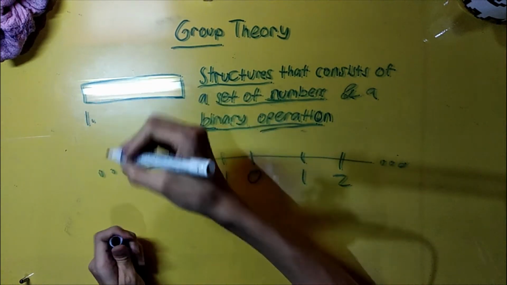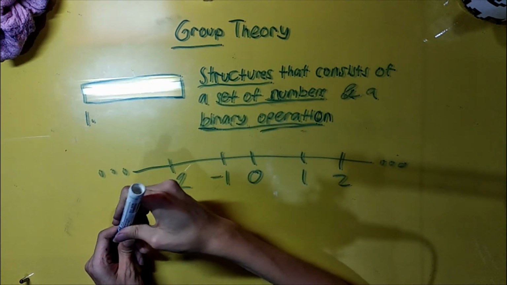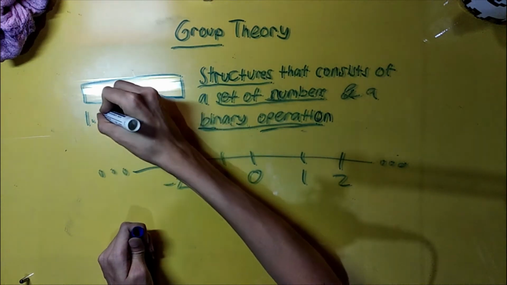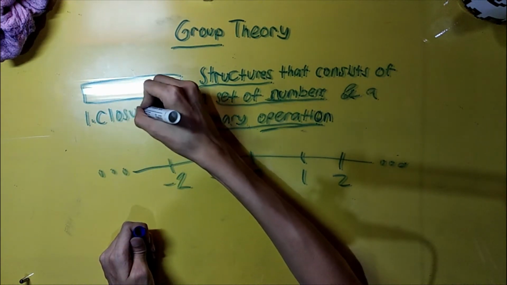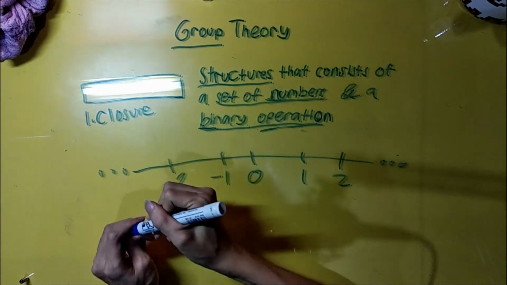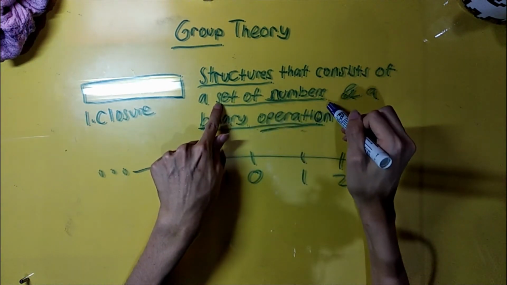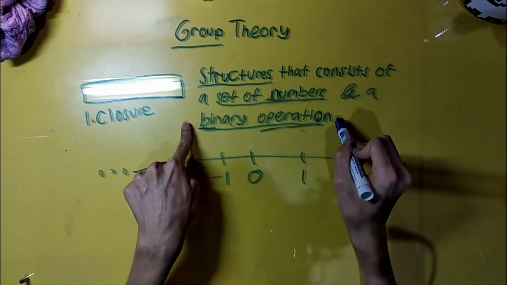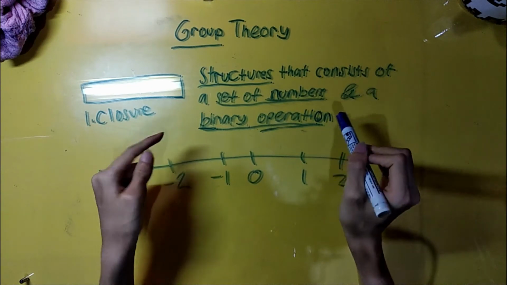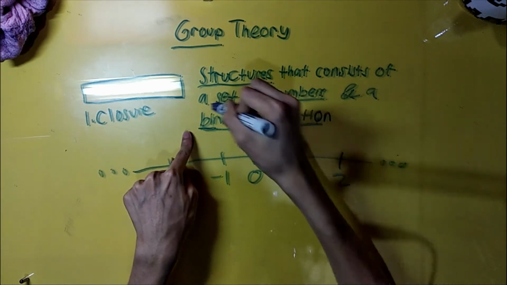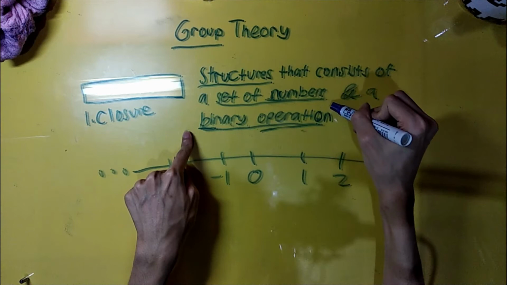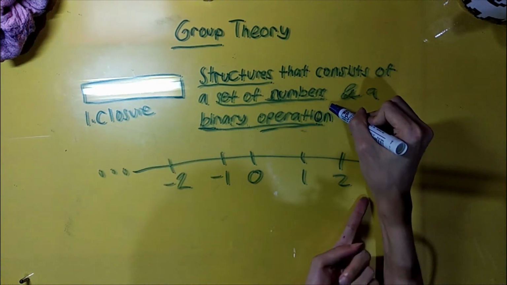The first condition is closure. What does closure mean? It means that given a set of numbers and given a binary operation, when you use a binary operation, you're always going to end up with the same set of numbers. Alright, so let's take a look at this example over here.